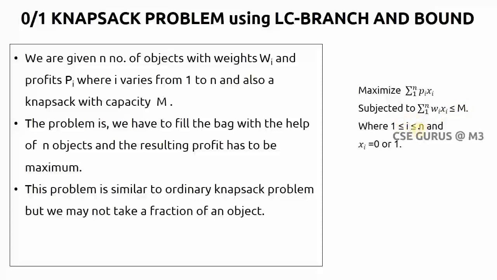And i varies from 1 to n, that is the number of objects, and xi, this is the 0/1 knapsack problem. So if I put xi equals 0, it means that object you are not including. If I put xi equals 1, it means the object you include. So there is no question of inserting a fraction of an object here. So this is the knapsack problem statement.